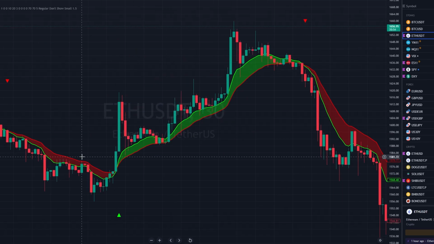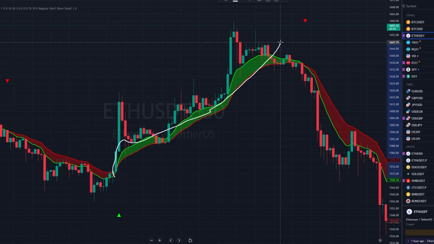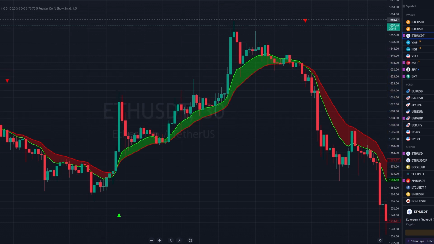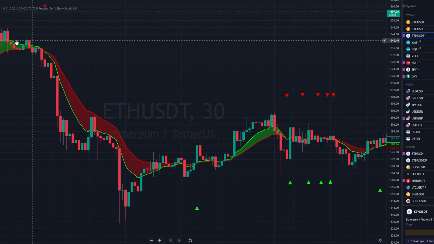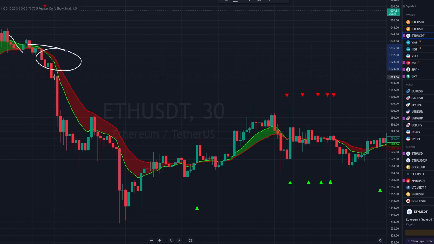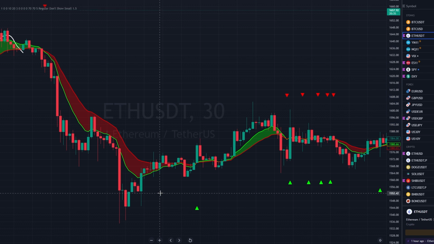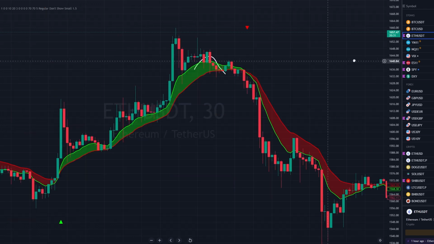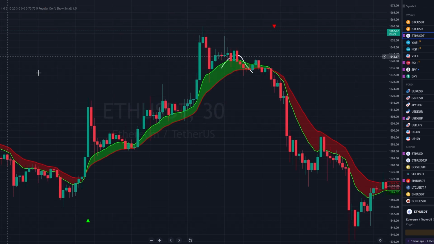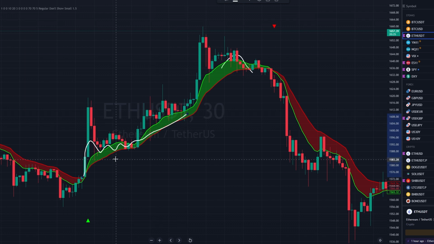When the price action is trading above the bands, it is likely that this trend is going to continue going up and that the price is going to continue going up. When the candlesticks break under the green bands and you see a red band and the candlesticks are trading under the bands, it's likely that a downtrend is going to continue. Keyword: continue.